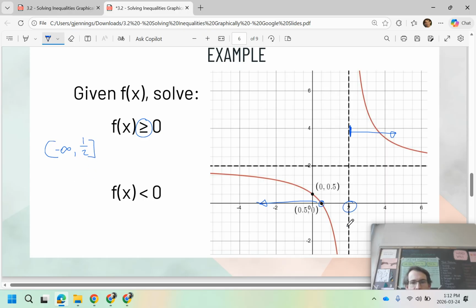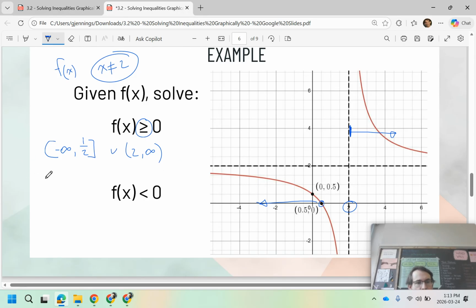But then I also have this asymptote at 2. For f of x, x cannot be equal to 2. That's a restriction on this function. So we can't include 2. So we would say round bracket 2 comma positive infinity. And we would have the union of those two realms.